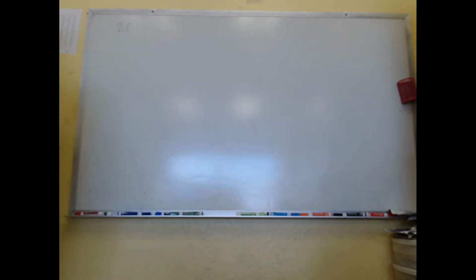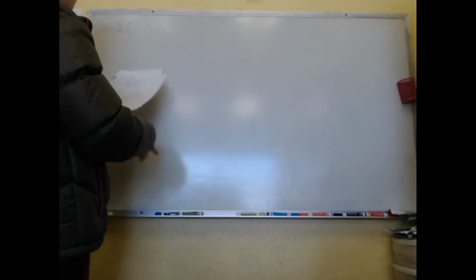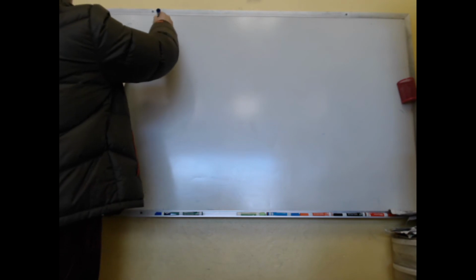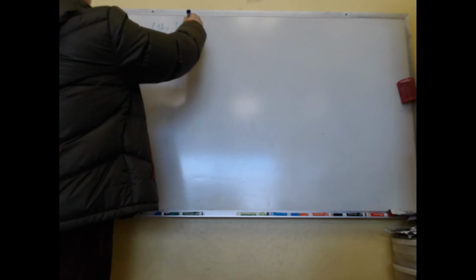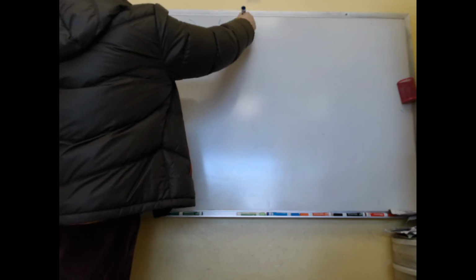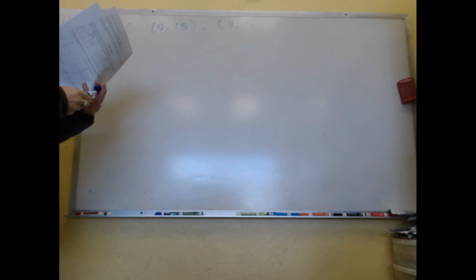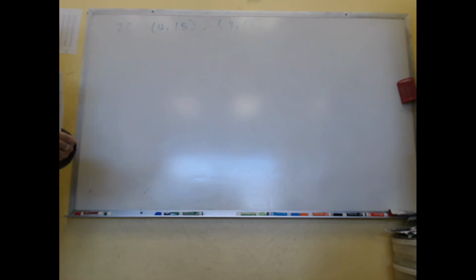So for 2C, we have (4, 15) and (4, 1). Just by looking at the vertices, what kind of hyperbola is that? You see that the value of x doesn't change. So it's going to be what? Vertical, right? Vertical.